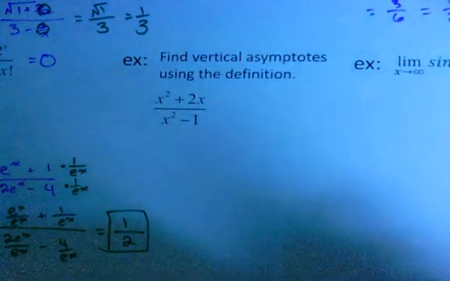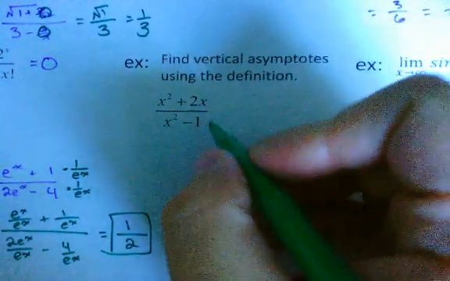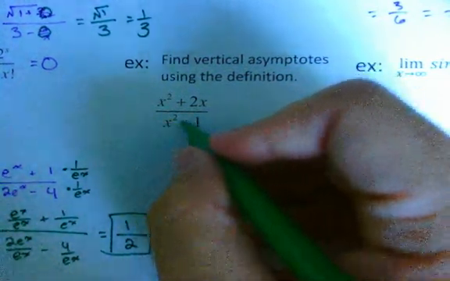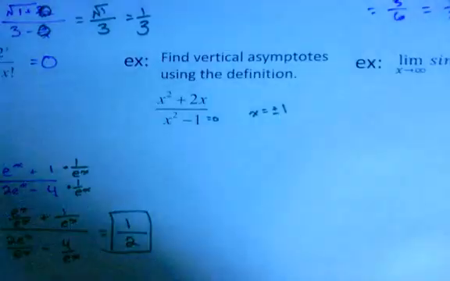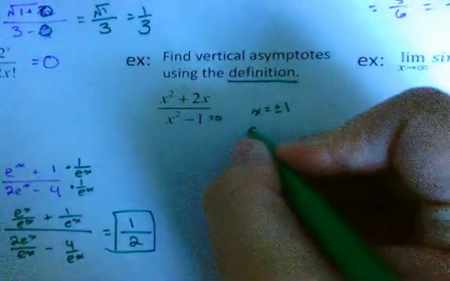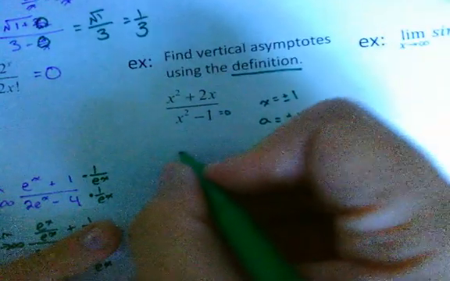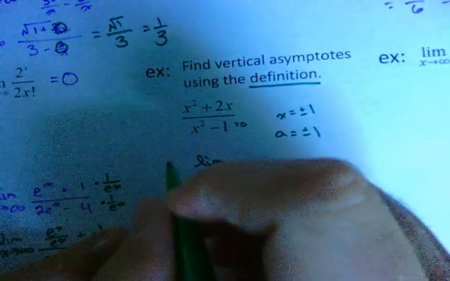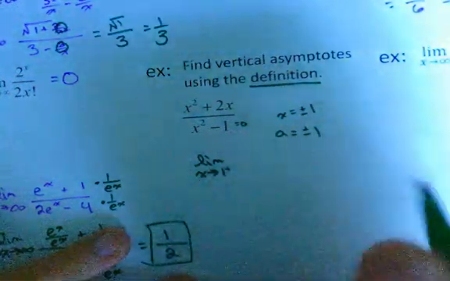Alright, now let's find the vertical asymptotes using the definition. So by looking at this, you should know what the vertical asymptotes are. It's a rational function. What you do is you set the bottom equal to 0, and you're going to get x to equal plus and minus 1. Okay? So what I'm going to do to actually use the definition is I'm going to set a equal to plus or minus 1. So the limit as x approaches, I'll just start with 1, you can pick the right or the left. It's not going to matter. I'll just do the right.